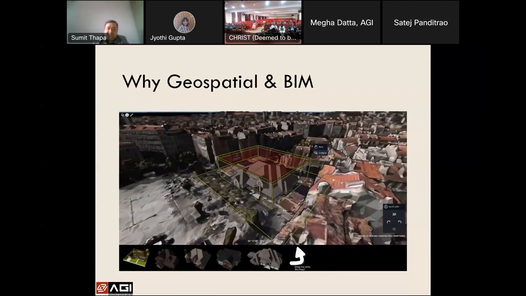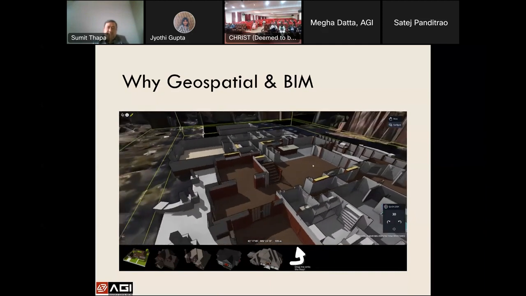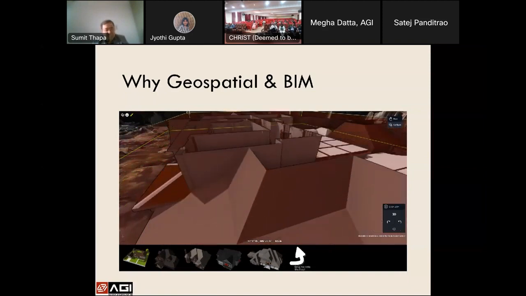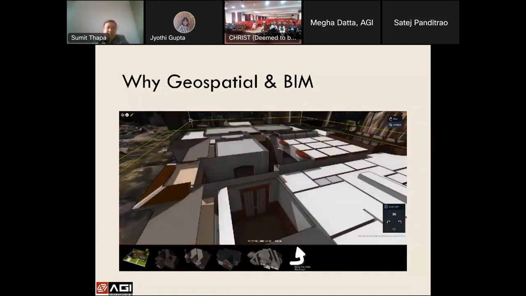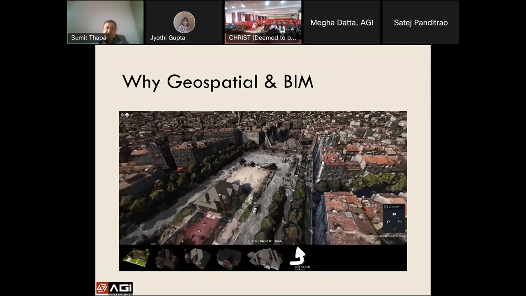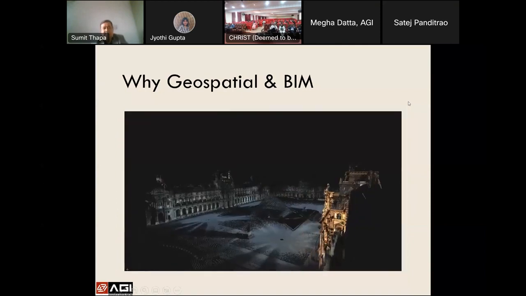BIM and geospatial will help. So again, depending upon the level of details, you can see each and every aspect of that particular building model and how it is going to look with your environment, which is in and around that particular building that you have designed. So these are some of the use cases where BIM and geospatial together can give you information which is not available only through geospatial or only through BIM, the building information model.